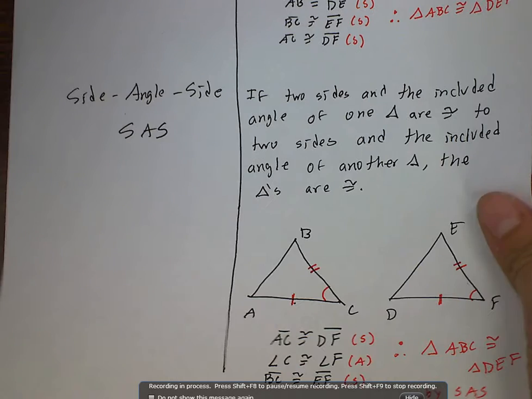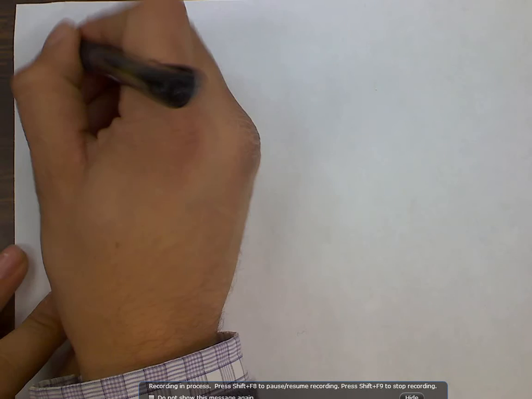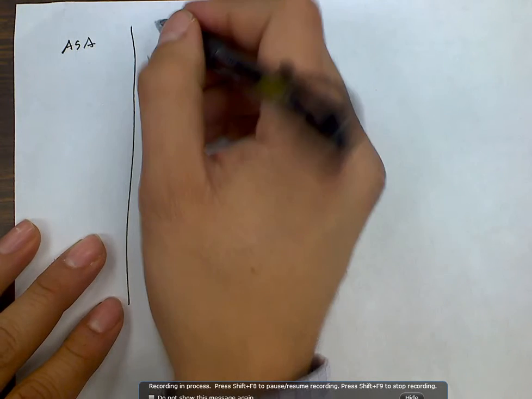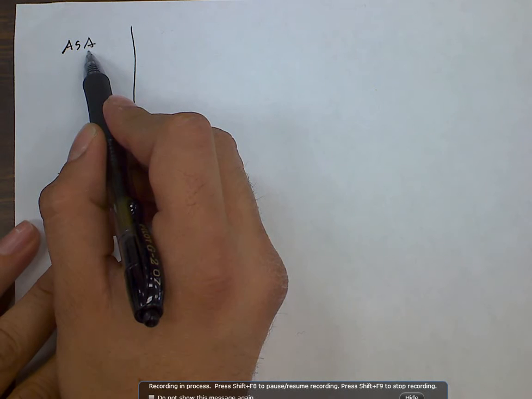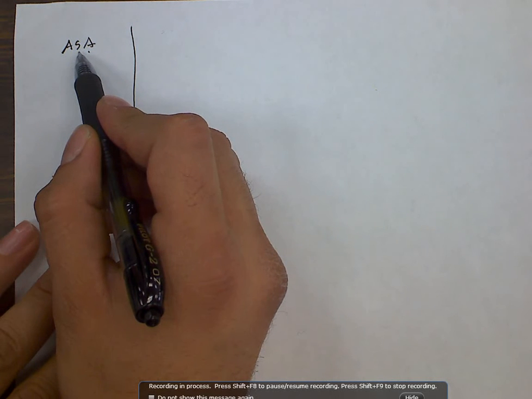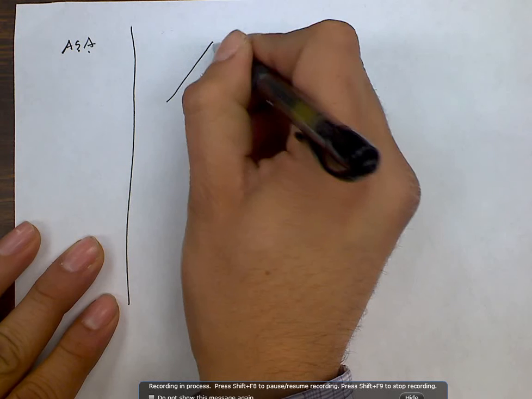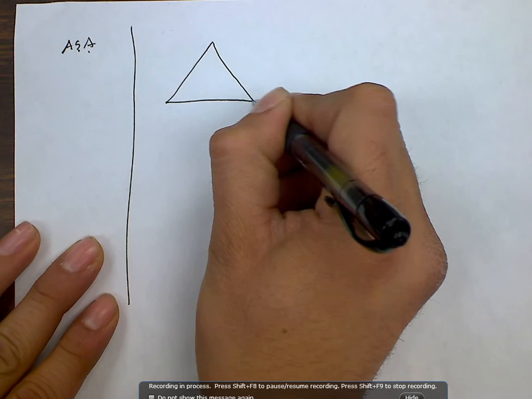If you need to pause, make sure you pause and watch the video carefully. So the next two are kind of similar. They're just the other way around. So this one is angle, side, angle. That one, I think you know what it says. So if you have two angles and the included side congruent to two angles and the included side of another triangle, then the triangles are congruent. So I'm just going to draw the example and then you can translate that into writing.